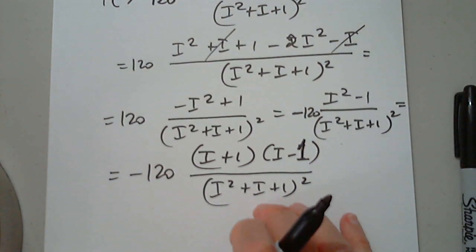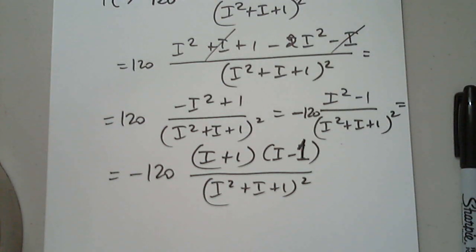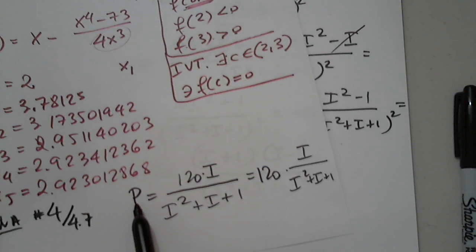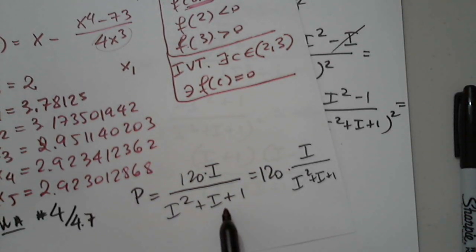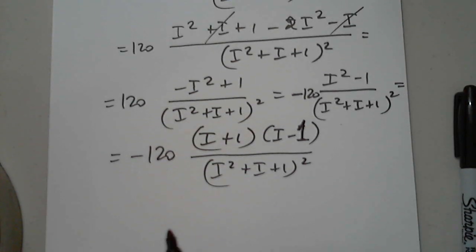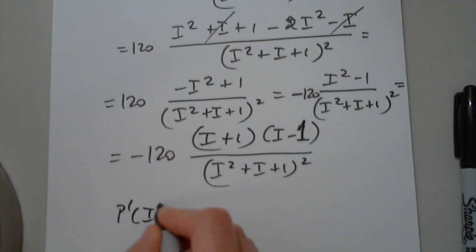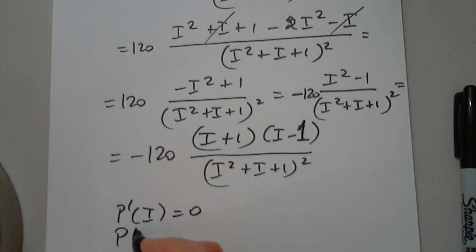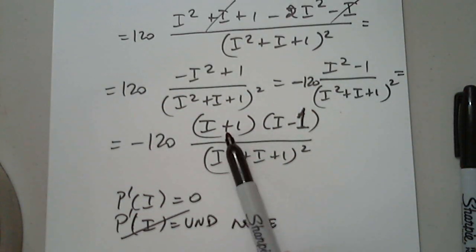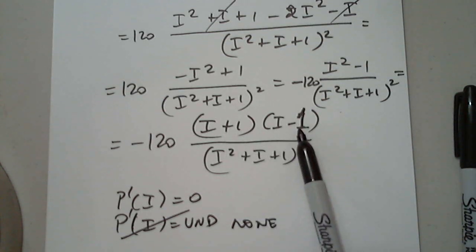So this cannot be undefined. Or if it is, it will be undefined at the same points where P is undefined. So who cares? Those cannot be critical numbers. So P prime of I is 0. I will write it here so everyone knows that I did not forget. None. And from here, I have I equals negative 1 and I equals 1.